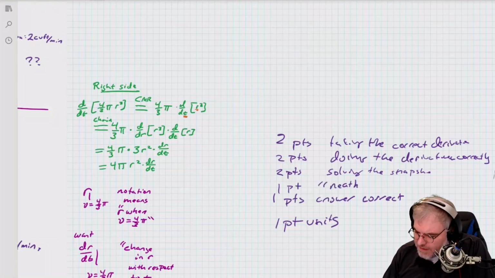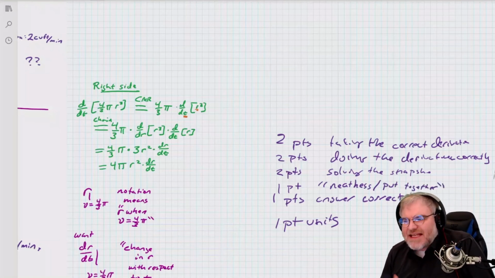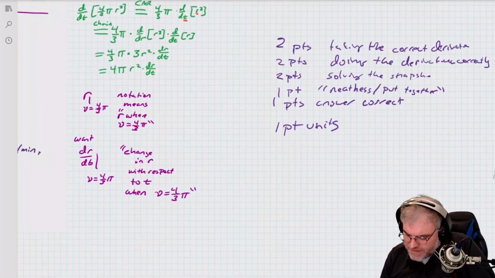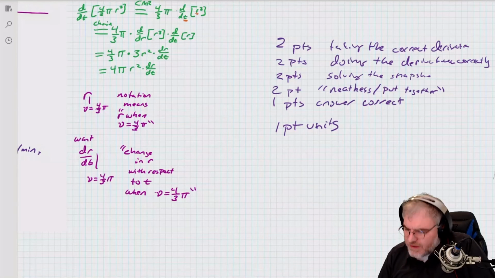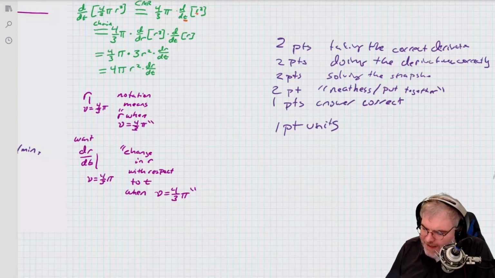Neatness, put together. Right, and that's the idea, that you could figure out what the heck you were doing without divine intervention. Is that enough points? 6, 7, 8, 9. It might be 2 points for this. There we go. So something like this will be the makeup of it, right?